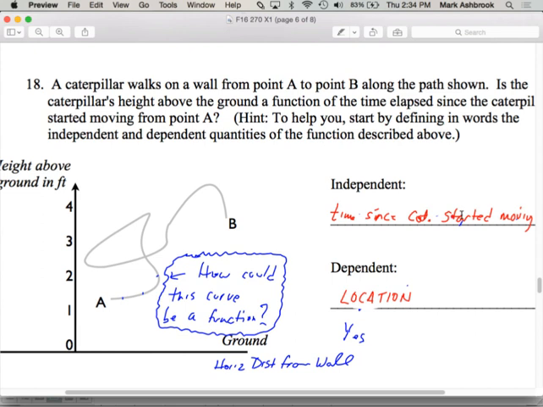So it's like, horizontal and vertical. Say horizontal distance, and the H is not for height; it's for horizontal. So horizontal distance and vertical distance. So these two taken together can be thought of as one function, the function of the caterpillar's location as a function of time since he started moving.